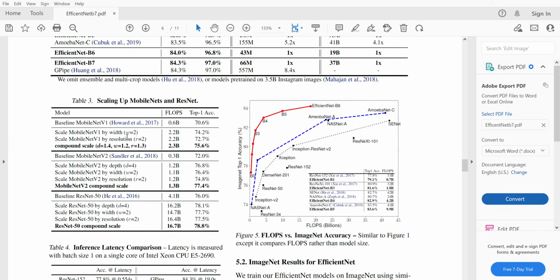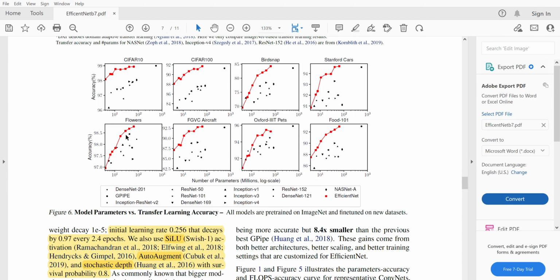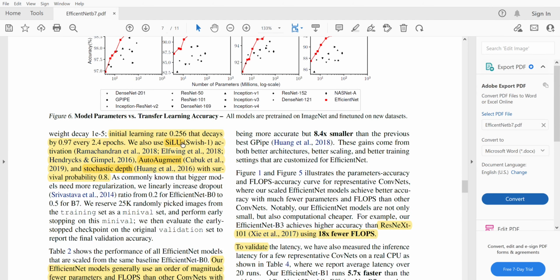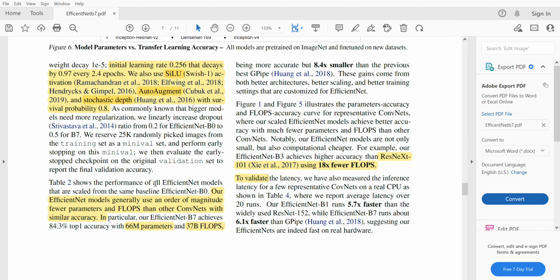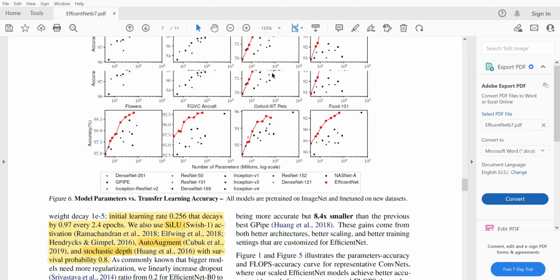And then I am going to make a video in which I will try to implement AutoAugment and these parameters with transfer learning, so we can have a little look at that.